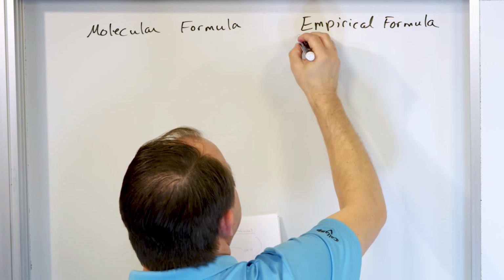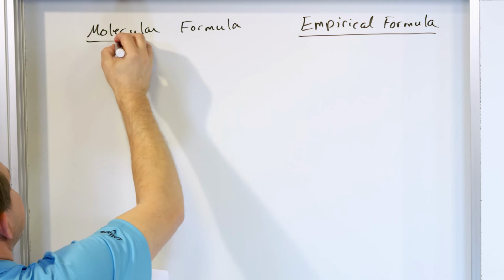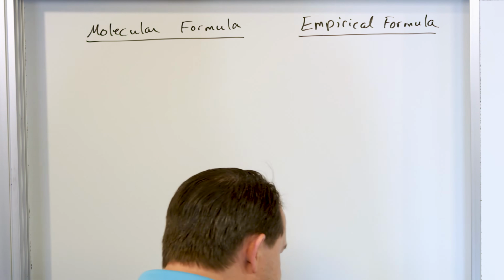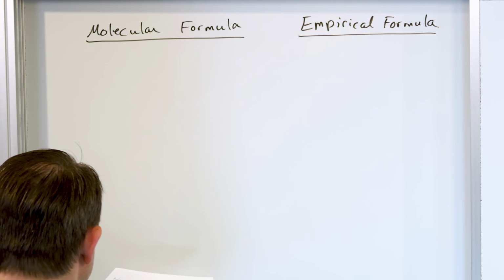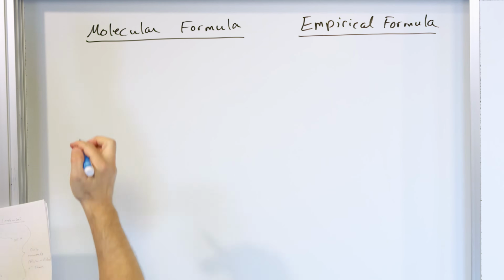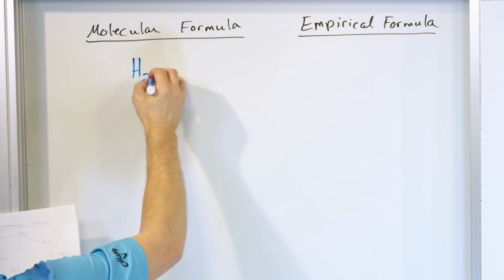In your book, whatever book you're using, you'll probably see a definition. I don't want to write a definition. That's boring, and it also isn't very helpful. Let me just show you what it is. It's very, very simple. So let's take a look at hydrogen peroxide, H2O2.